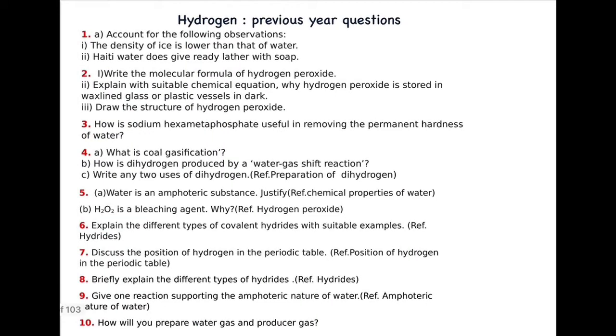In previous years, questions are repeated about the physical states of water and ice, preparation of hydrogen peroxide, questions related to structure and properties of hydrogen, water and hydrogen peroxide, preparation and properties of hydrides, reason behind the hardness and how to remove hardness, and storage of hydrogen peroxide are also repeated in previous exams.